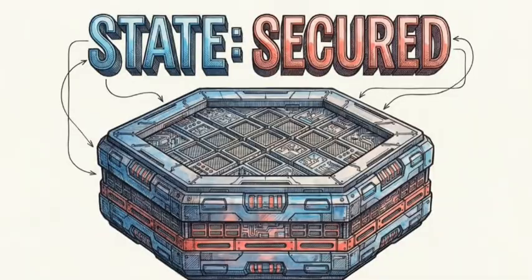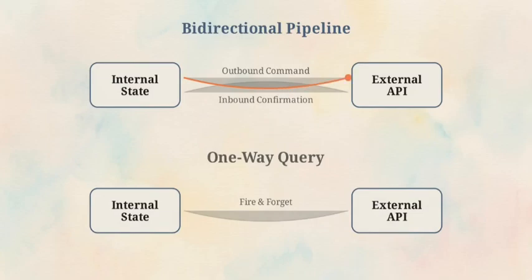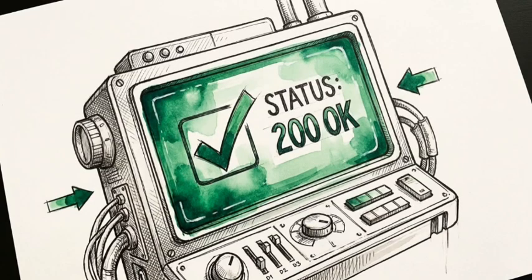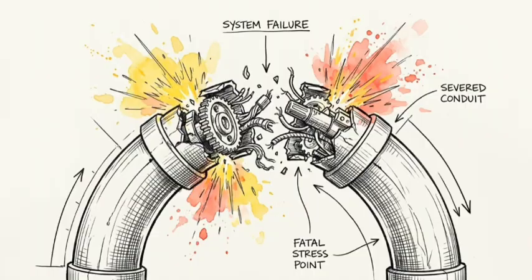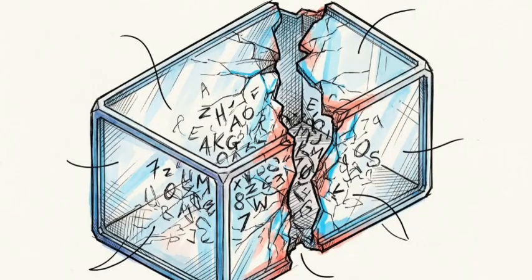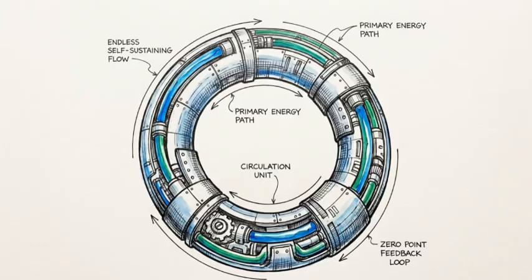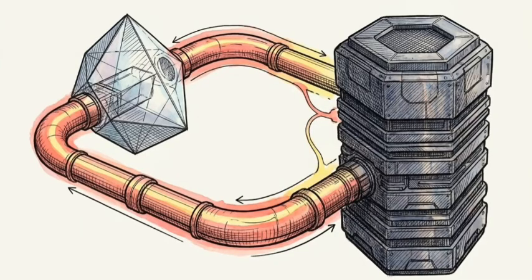The critical architectural component missing from these developer stacks is a persistent memory layer. Production-ready autonomy requires a bidirectional data pipeline rather than a one-way query. The engine must send a command and receive absolute confirmation of the result. Without a closed feedback loop, it remains a brittle text generator. To build a self-sustaining autonomous engine, the data must return to its source.